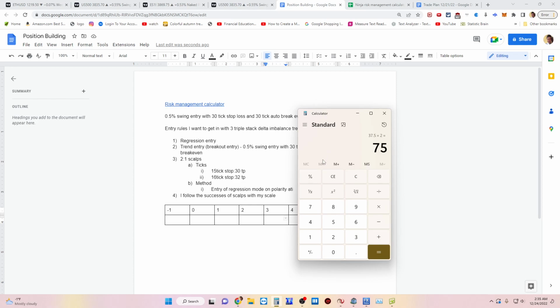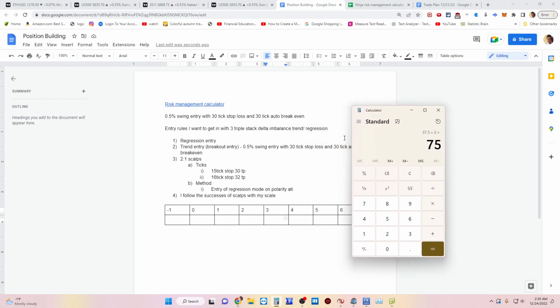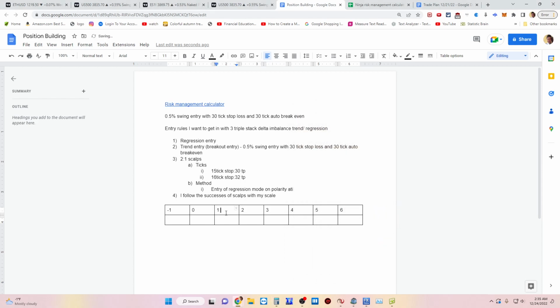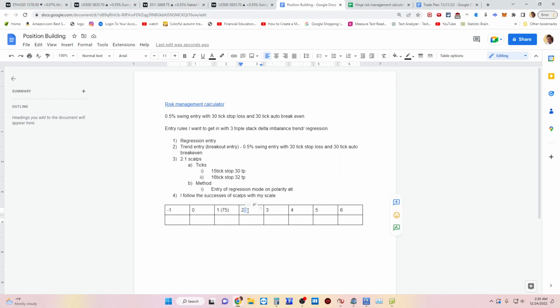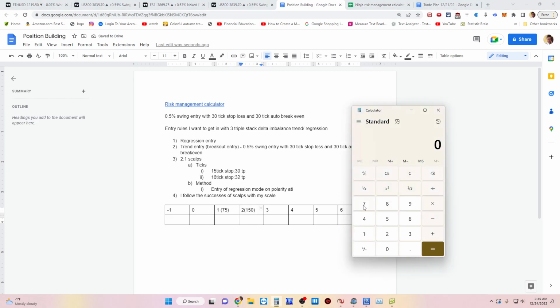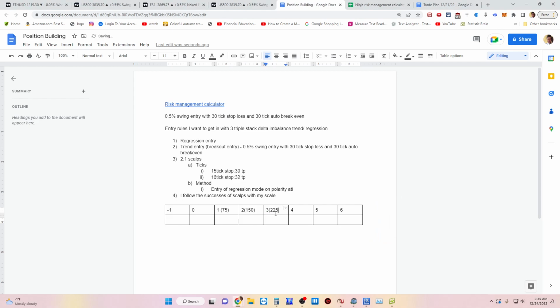So now, after so many, like 2 wins or 3 wins, I can calculate pretty much how much profit. So 75 I could put here, and then 75 times 2 is 150. Okay, and so on, and then 75 times 3, 225. The reason for this is so that if I wanted to up my risk, I could.